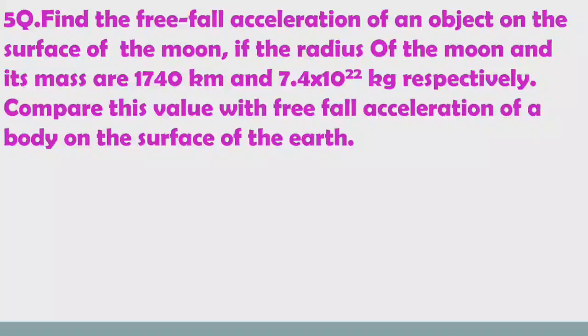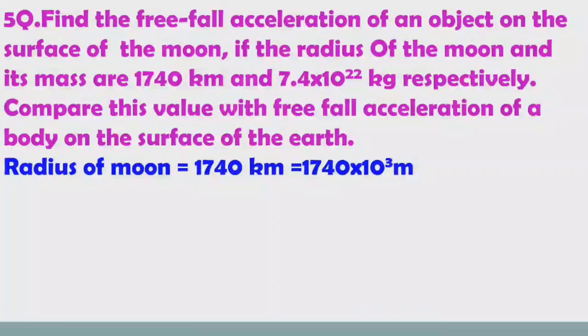Here, what are the given values? The radius of the moon is given, that is 1740 kilometers, and the mass of the moon is given, that is 7.4 into 10 power 22 kilograms. We have to find the free fall acceleration of the moon, and then we have to compare the free fall acceleration of the moon with the free fall acceleration of the earth.